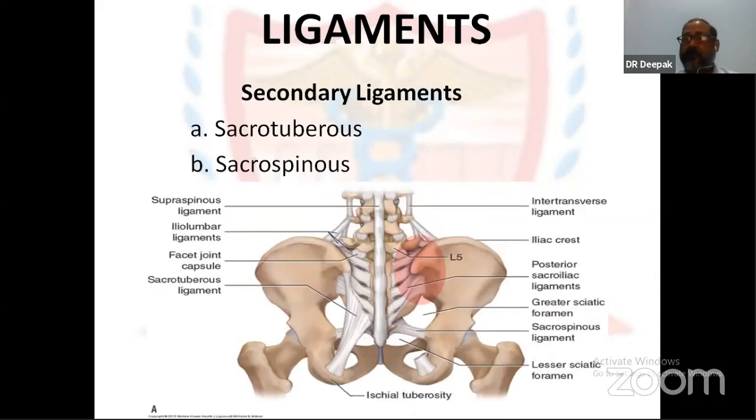Then the secondary ligaments. There are two main secondary ligaments, the sacrotuberous ligament and the sacrospinous ligament. This is a thick ligament which starts from the ilium bone and inserts in the ischial tuberosity. This is a long, broad, longitudinal or vertical ligament, and beneath that, if we cut the sacrotuberous ligament, then we find the broad horizontal ligament which is the sacrospinous ligament.